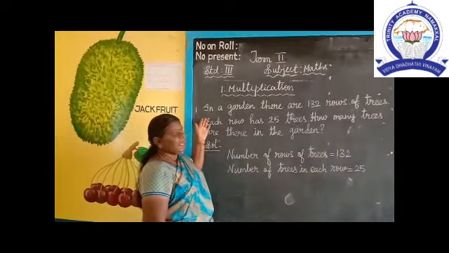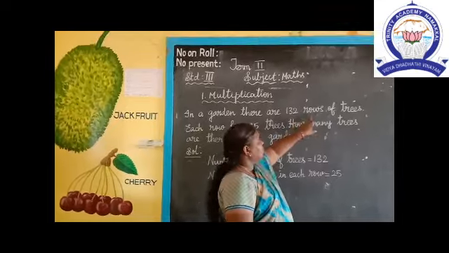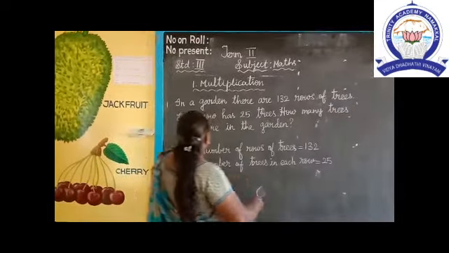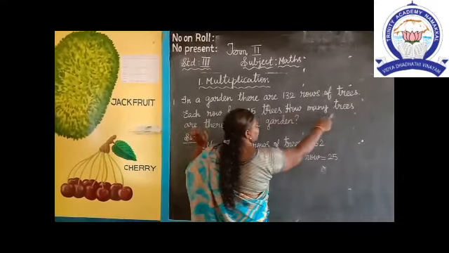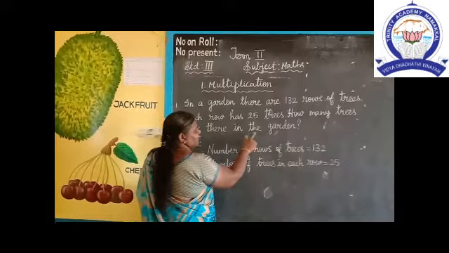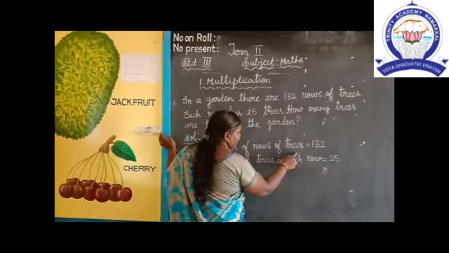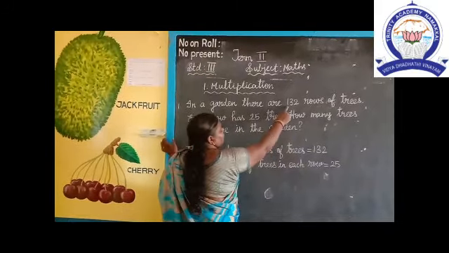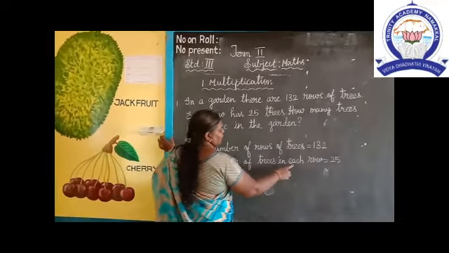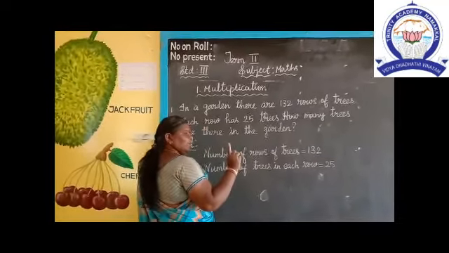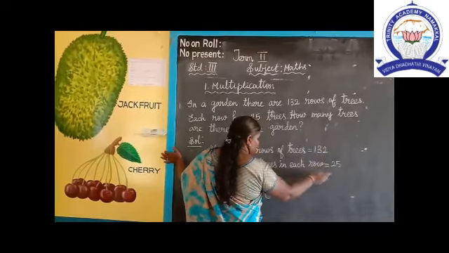See the word problem, children. In a garden there are 132 rows of trees. Each row has 25 trees. How many trees are there in the garden? First you write the number of rows of trees. How many rows? 132 rows. Next, the number of trees in each row. In one row, how many trees are there? 25. So you multiply these two numbers.